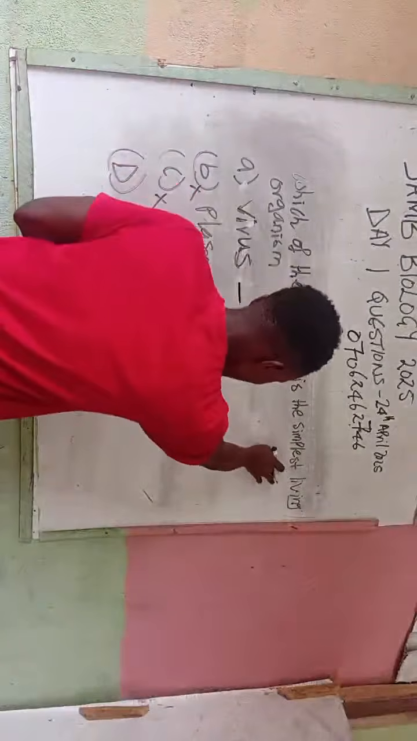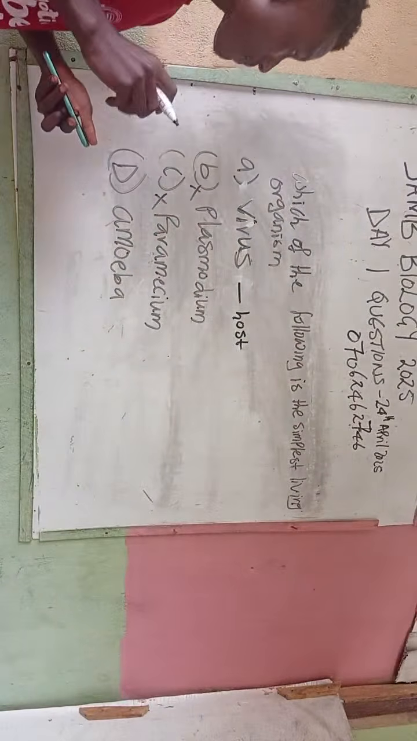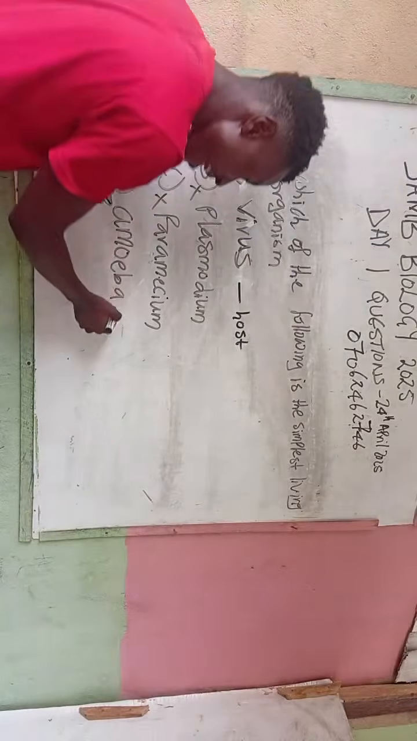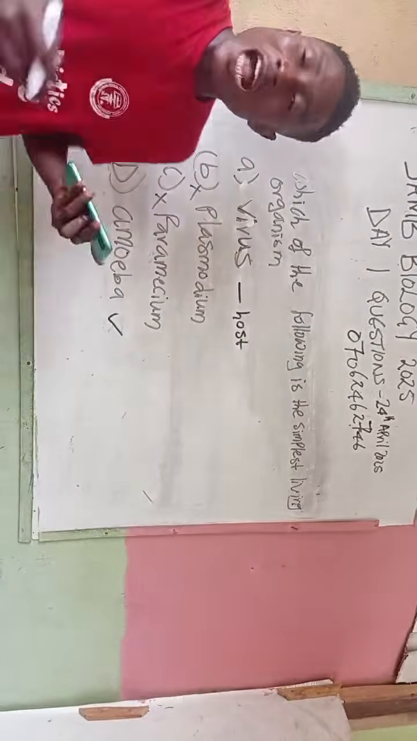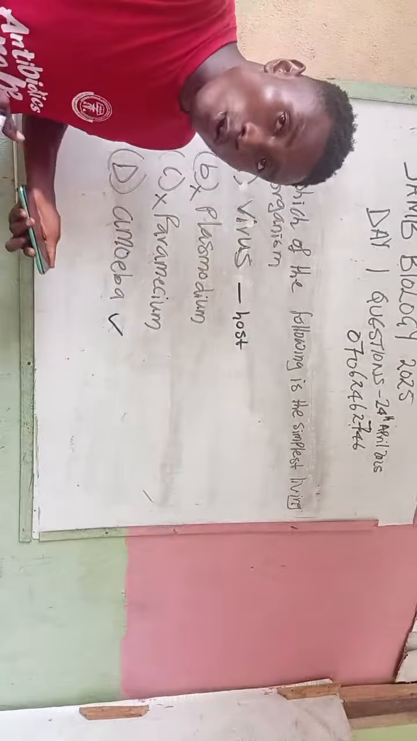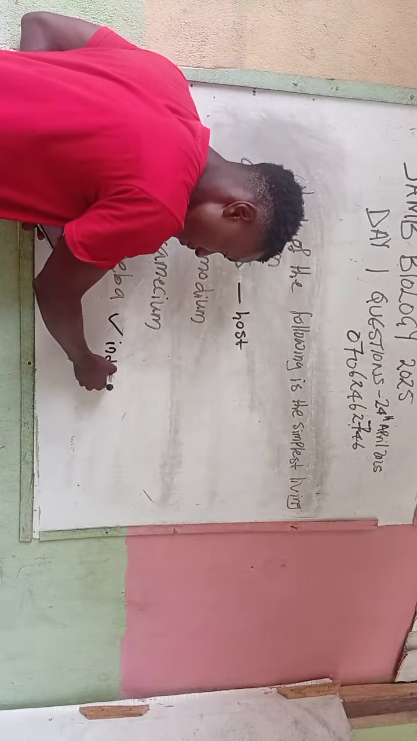So when you're talking about the simplest living organism, the correct answer is amoeba. Because amoeba does not need a host. Amoeba can live on its own. It can live independent. Amoeba is independent.